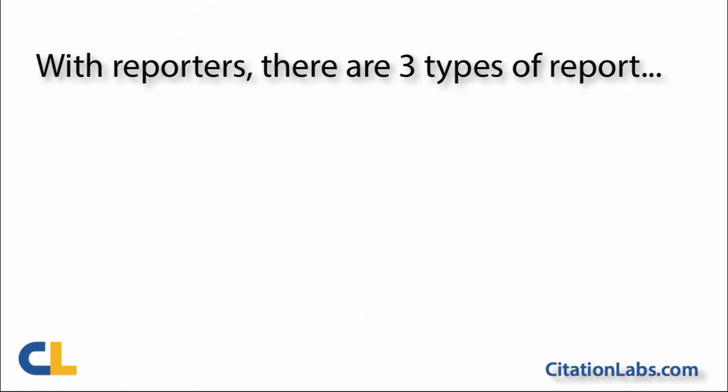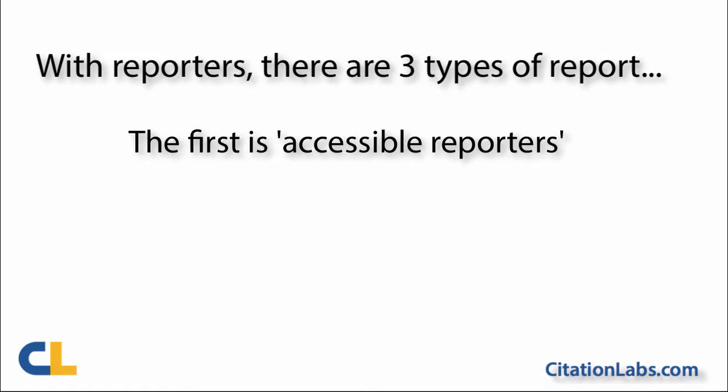So with reporters, we actually have three report types. The first one is probably our most common. It's accessible reporters. Search for topics and it will help you find reporters who have previously written on that topic, who have contact information available, either Twitter or email, within their article. So you can definitely reach out to that person.